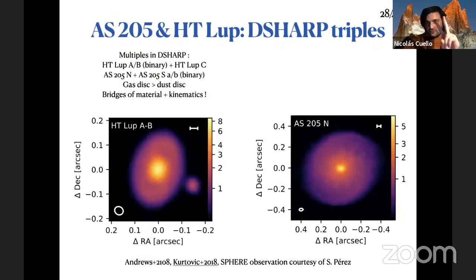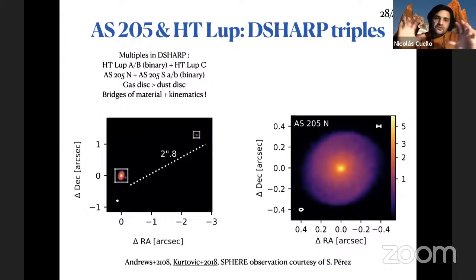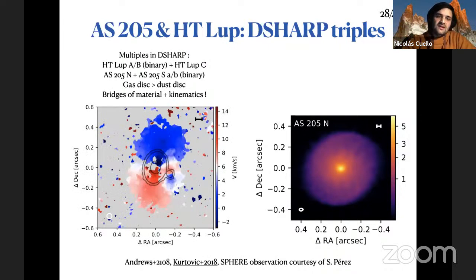Now, there are 2 triple stellar systems in the DSHARP survey. These were studied by Nicolas Kurtovich. We have HT Lup AB. If we zoom out, we see that there is another star in the field. If we zoom in, we see that there are wonderful kinematics that tell us a lot about what's happening there. And again, the gas disk, so here I'm showing the moment 0 of CO. The gas disks seem to be larger than the dust disk, as expected.